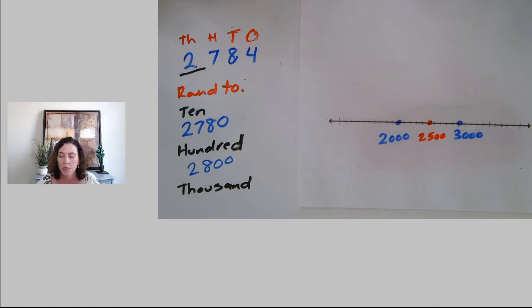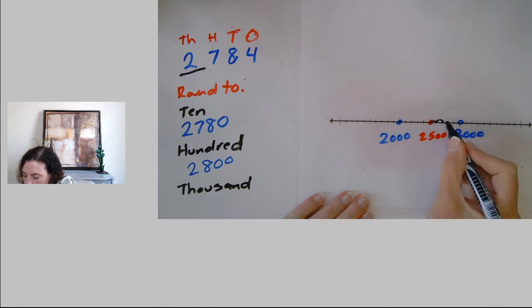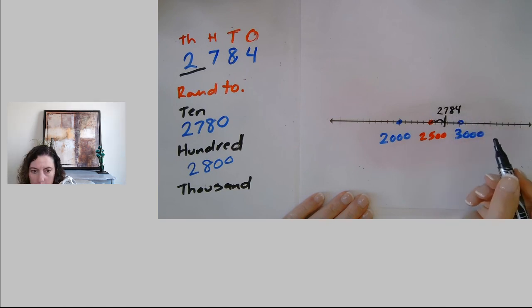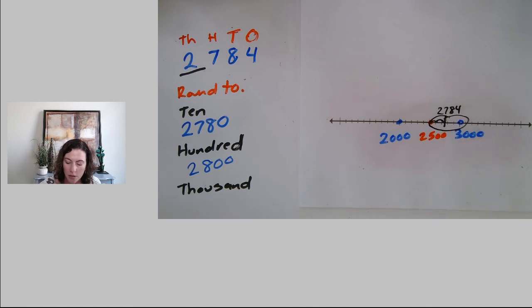Okay, so 2,784 is in between 2,000 and 3,000. And the midpoint of 1,000 is 500. So my midpoint here, my center point is 2,500. So 2,784 I know is bigger than 2,500. So we have 500, 600, 700, 800. So 2,784 would go about right there. And it's on this side of my number line. So I know that that number is closest to, or will round to, 3,000.